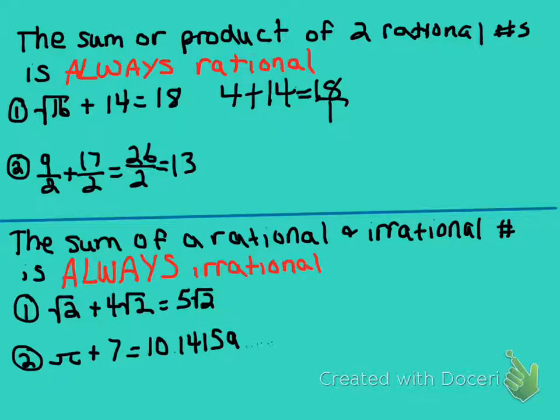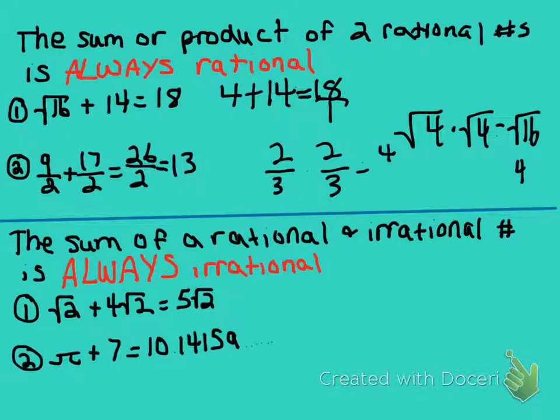The sum or product, so that goes for multiplication as well. The square root of 4 times the square root of 4 is the square root of 16, which is 4. So that is a rational number. 2/3 times 2/3 is 4/9. That is a fraction of two integers, so it is a rational number. The sum or product of two rational numbers is always rational.